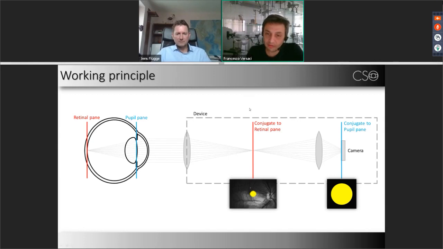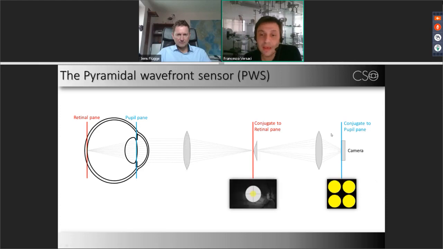Okay, so in the red plane I have an image of the retina. In the blue plane I have an image of the pupil. Now, this one is the invention of Ragazzoni. If we place a glass pyramid where I have the retinal plane, what I'm going to have is not a single image of the pupil on the camera, but four images of the pupil. I'm going to call those pupils subpupils.